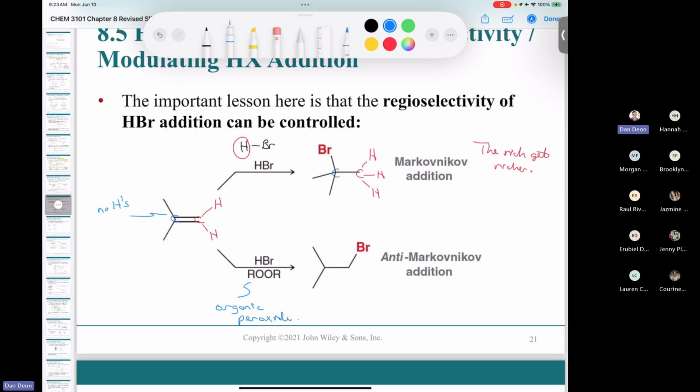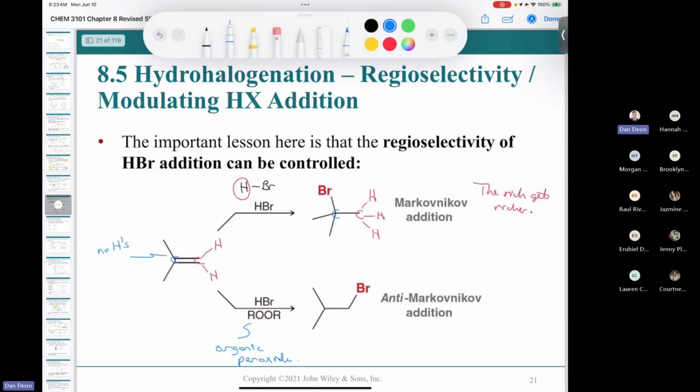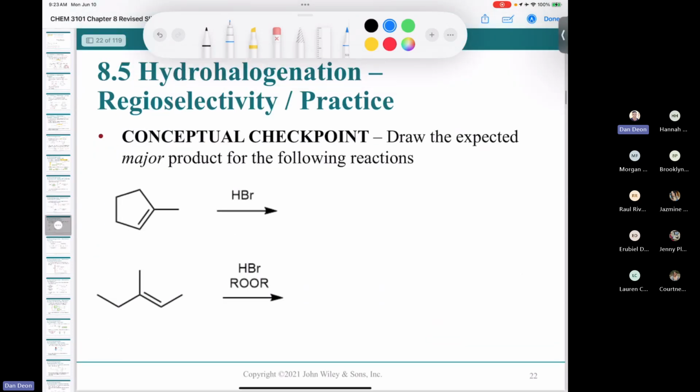Okay, hopefully. All right, anti-Markovnikov is when we have peroxide. Then we get the opposite for our regioselectivity. So let's see if we can draw the product of the following reaction. We have an unsymmetrical alkene here, so we'd call this 1-methylcyclopentene, rather. If I put this carbon in red and this carbon in blue, where is the bromine going to go? Is the bromine going to go on the carbon in red or the carbon in blue? Could anybody tell me that?